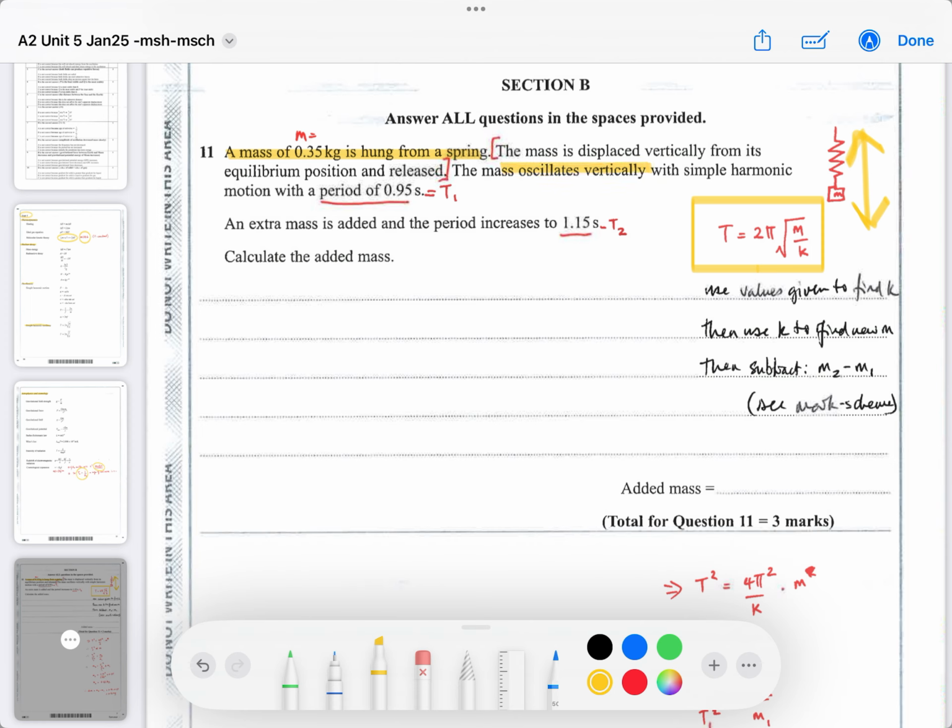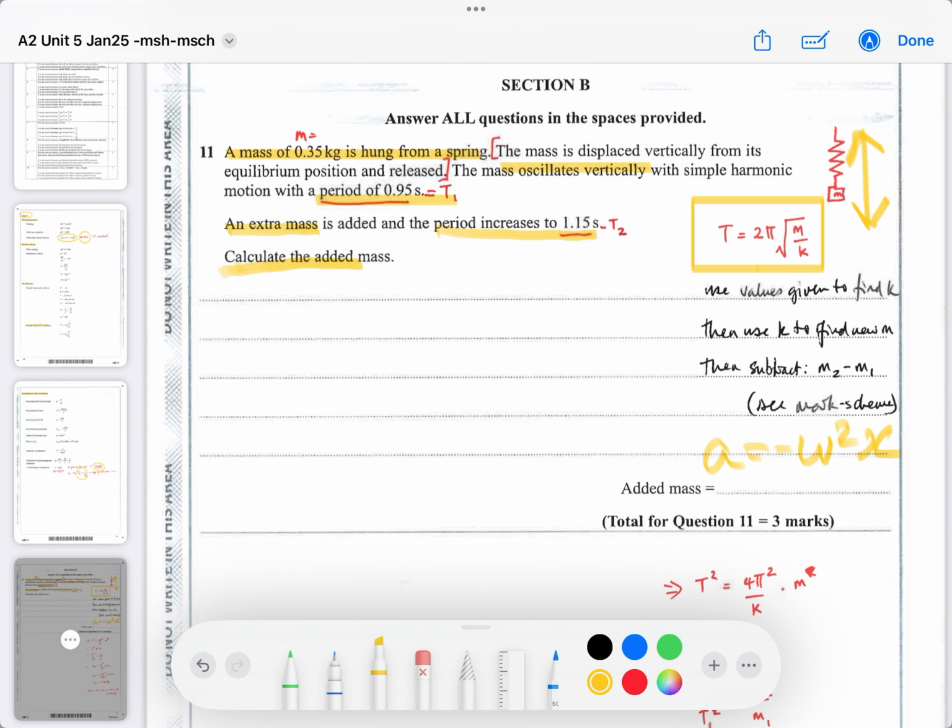So this is about simple harmonic motion, and the defining equation for simple harmonic motion is a equals minus omega squared x. Okay, so, and they're giving you the period relating to the 0.35. Then extra mass is added, and the period changes in the second attempt using this equation.